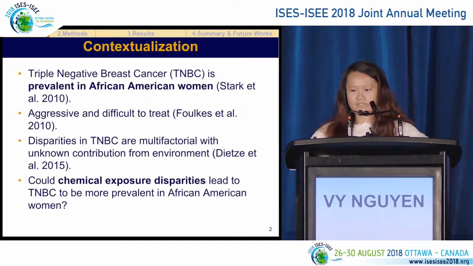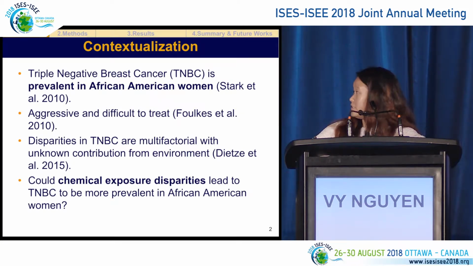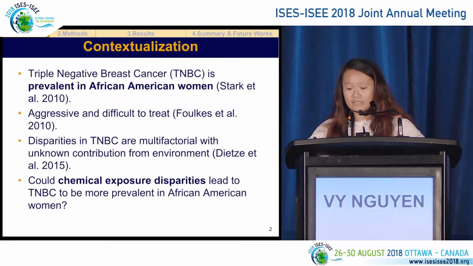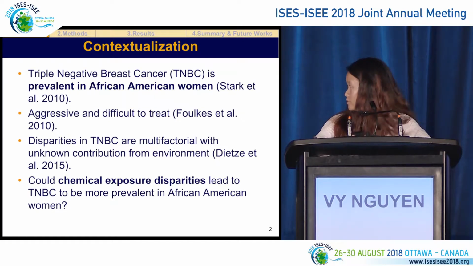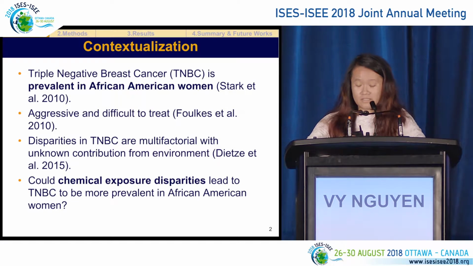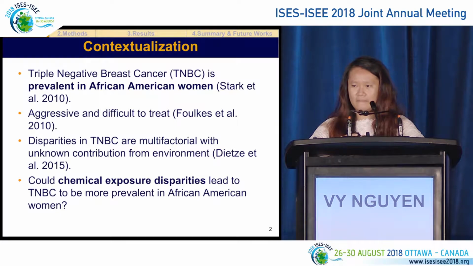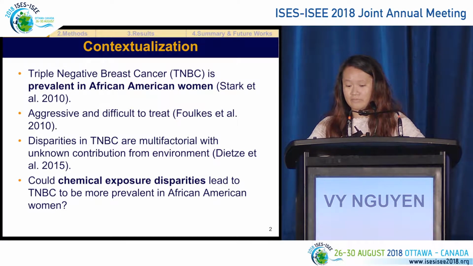So this project was developed under the curiosity to understand how triple-negative breast cancer is prevalent in African American women. It's very aggressive and very difficult to treat. Disparities in triple-negative breast cancers are multifactorial. There hasn't been one single gene that has been associated with triple-negative breast cancer. It's multifactorial, and we want to understand how the environment is contributing to triple-negative breast cancer.